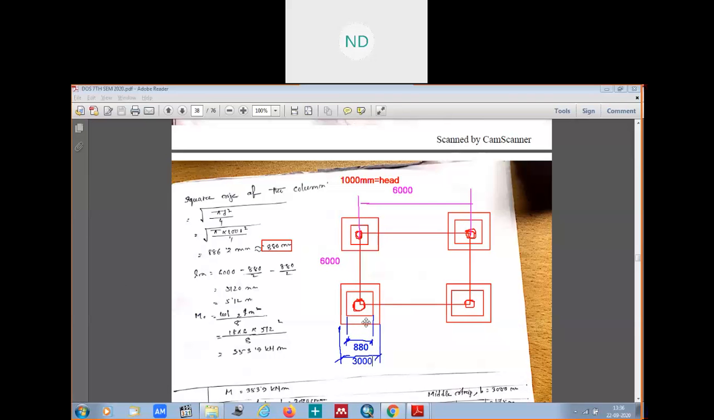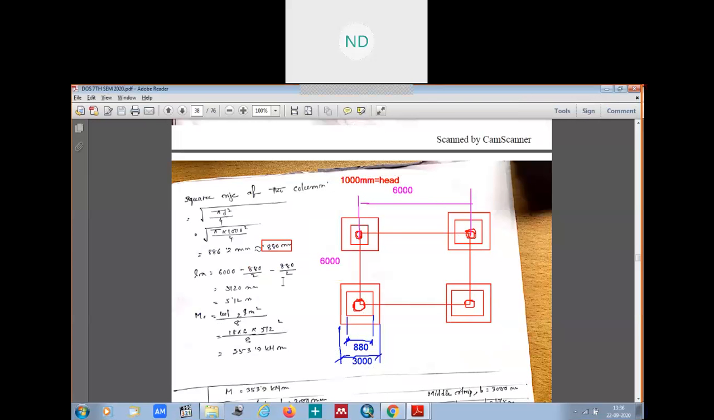Now what is our ln? Ln was from the face to face direction. Ln is a clear span extending from face to face of columns or capitals. Capitals means nothing but this one; the column with head is called your capital. So this is 880, and half of 880 will be 440. So this face to face distance between the column heads is nothing but your ln.